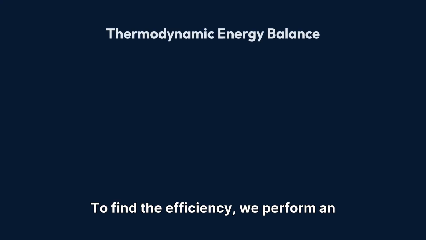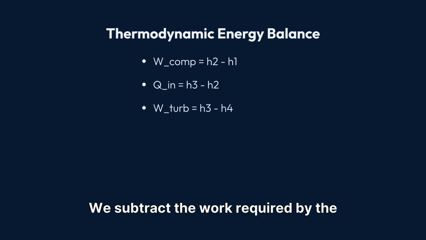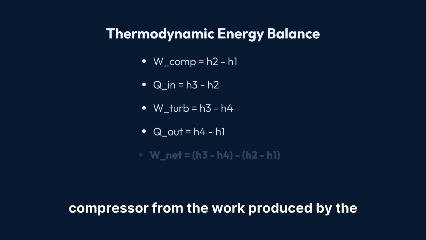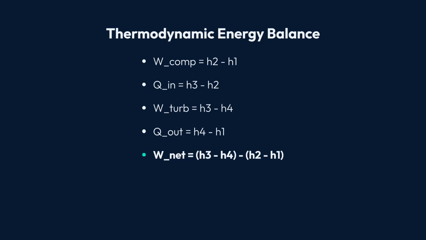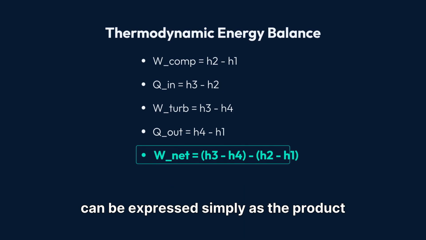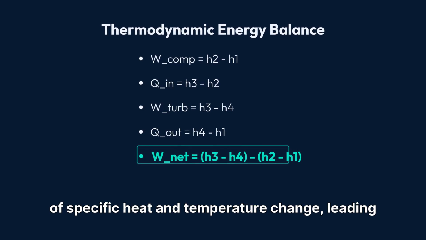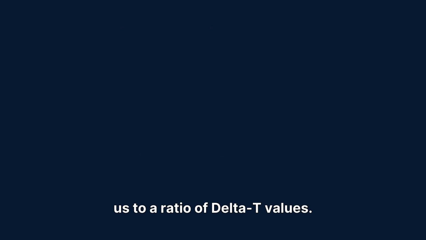To find the efficiency, we perform an energy balance. We subtract the work required by the compressor from the work produced by the turbine. Under the air standard assumption, these enthalpy differences can be expressed simply as the product of specific heat and temperature change, leading us to a ratio of delta T values.